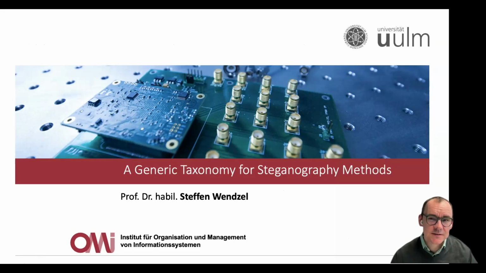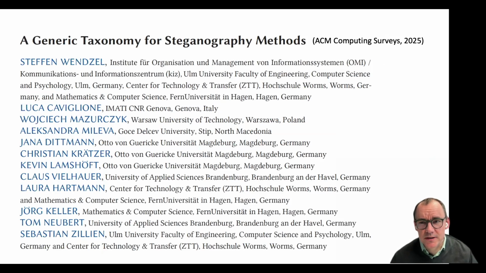Hello, I'm Steffen Wenzel, and I'm presenting you our paper, A Generic Taxonomy for Steganography Methods, which was published by ACM Computing Surveys. It's a paper authored by 11 authors from several affiliations in 4 countries. And there's a long history behind this paper. Actually, research on this started around 2013 and led to a network-specific taxonomy, which finally evolved into this broader taxonomy in 2025.